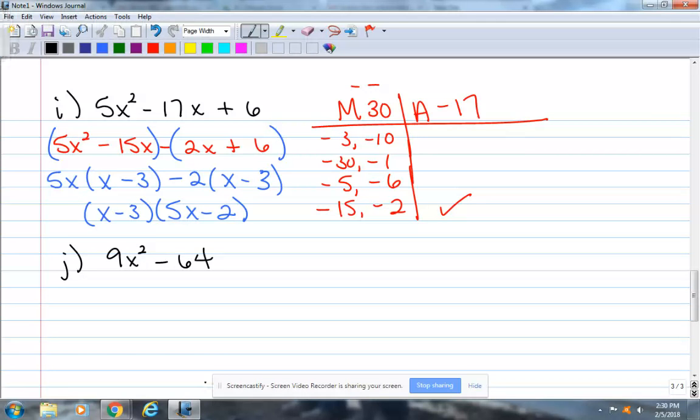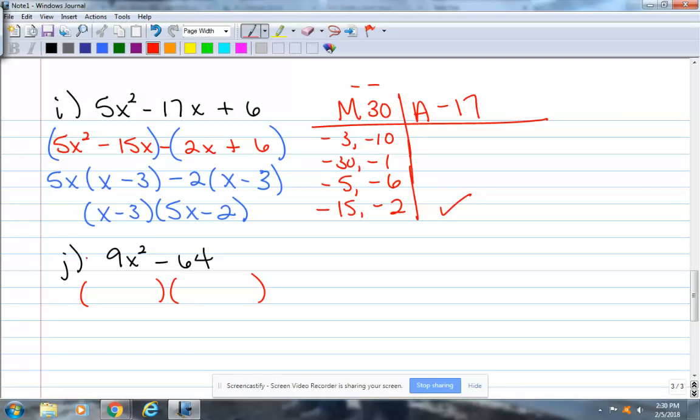First thing we look for... 9x squared is a square and 64 is a square. You didn't answer my question. What's the first thing we look for? GCF. Is there a GCF besides 1? No, not this time. Okay. So, is it a difference of squares? Because we got 2 terms. Yes, it really is. So, we'll just go straight to it.